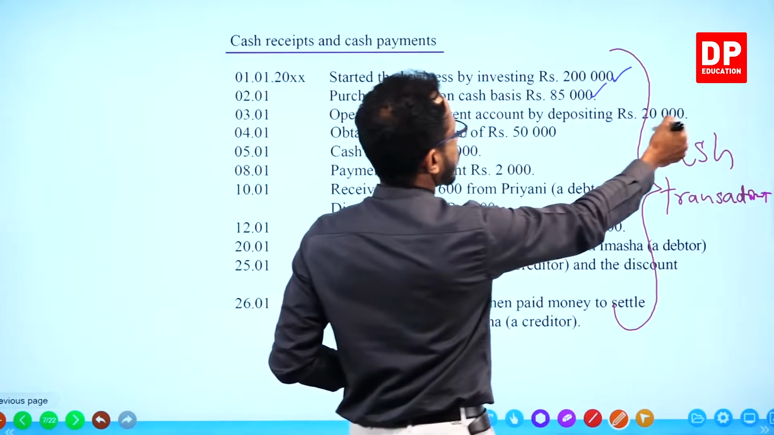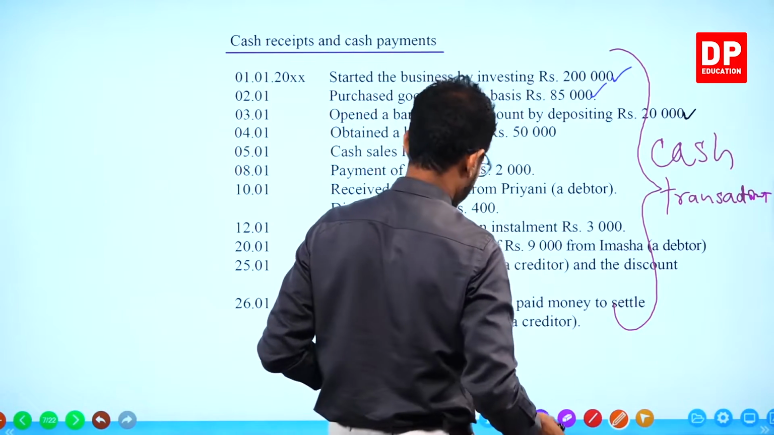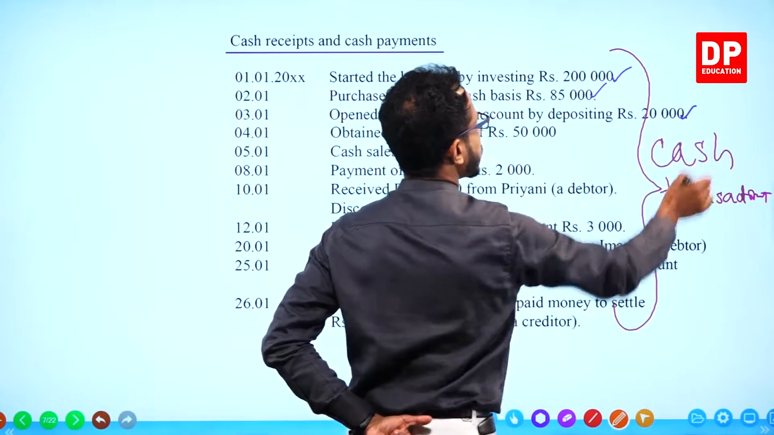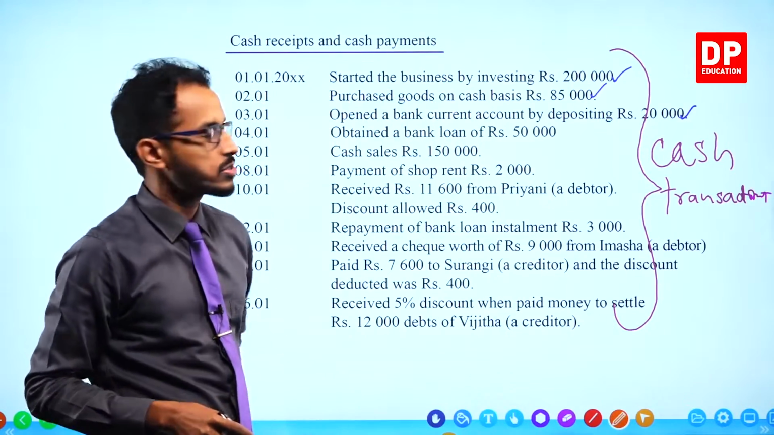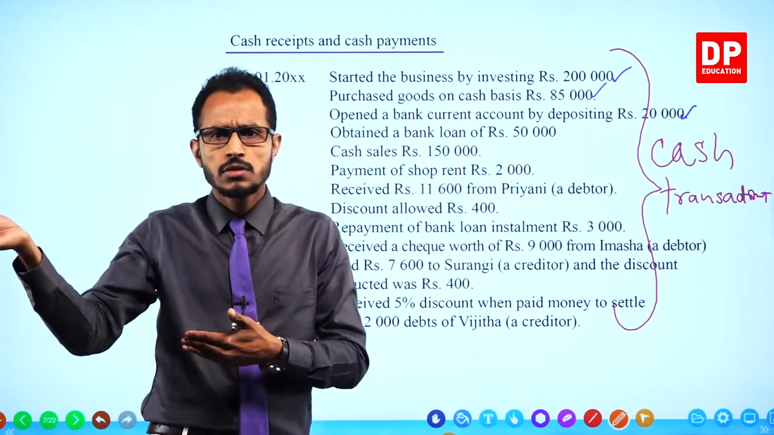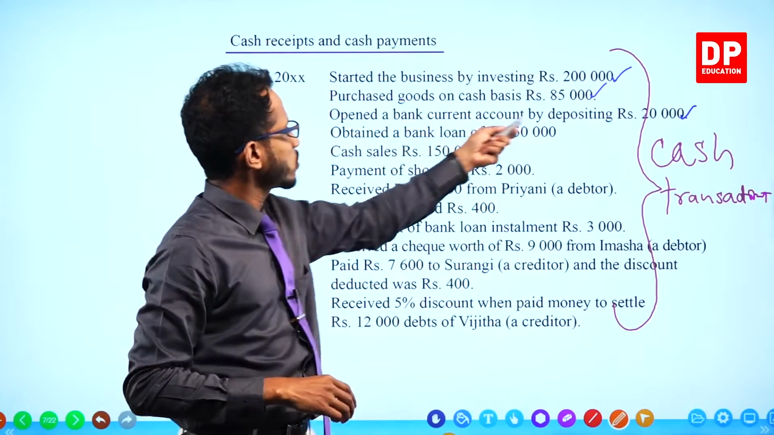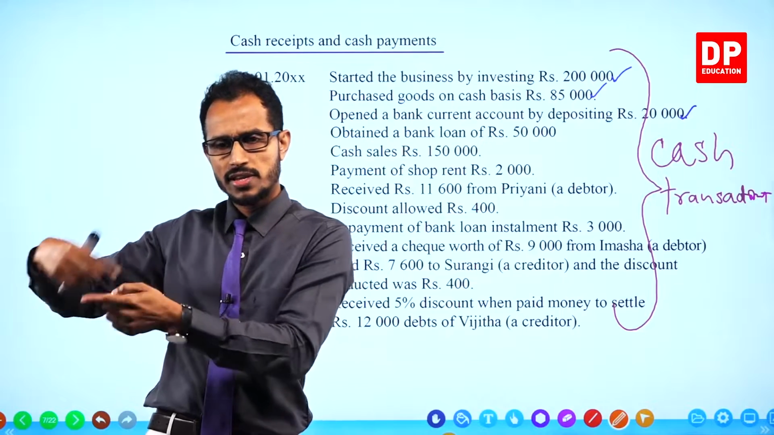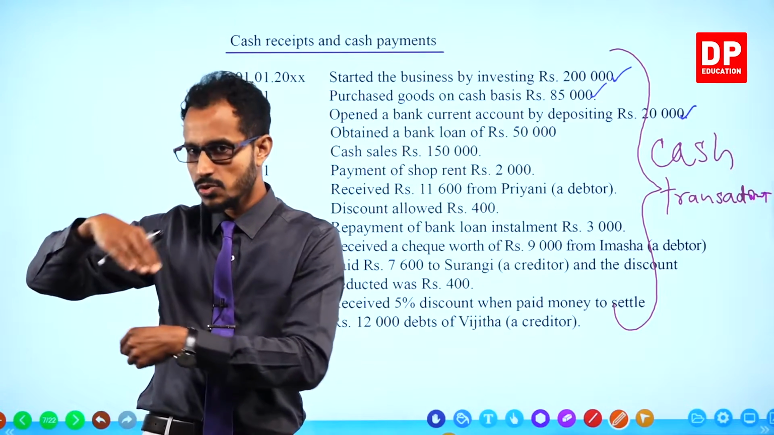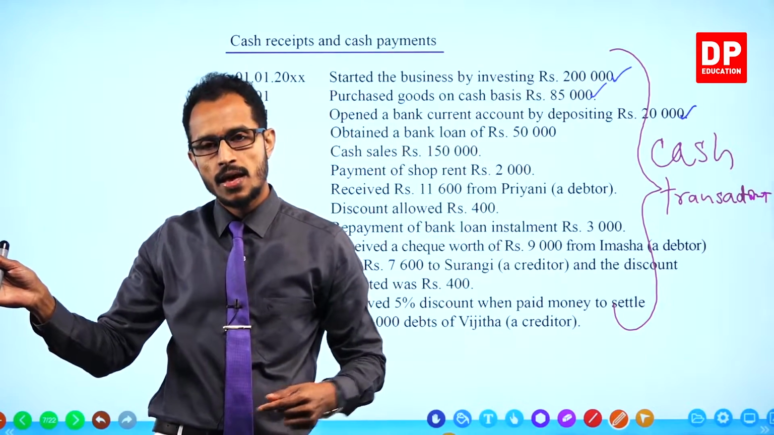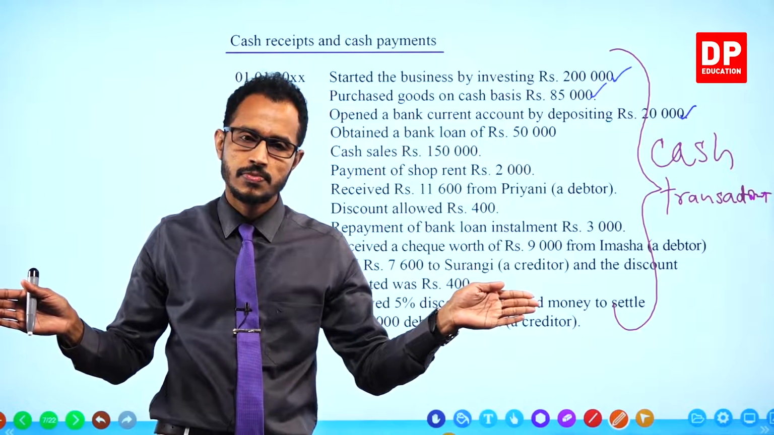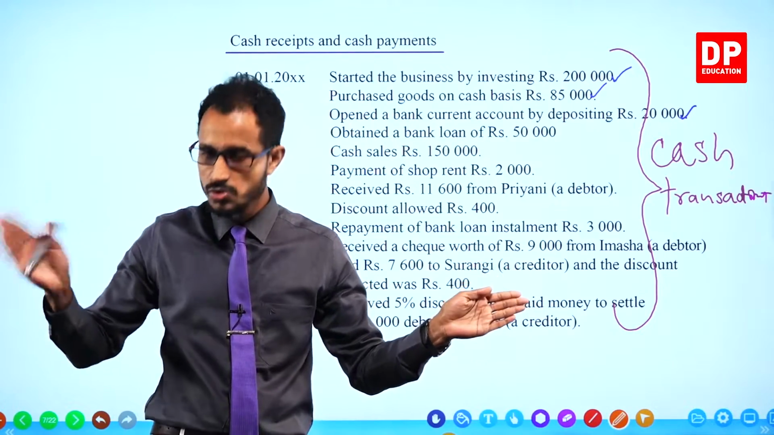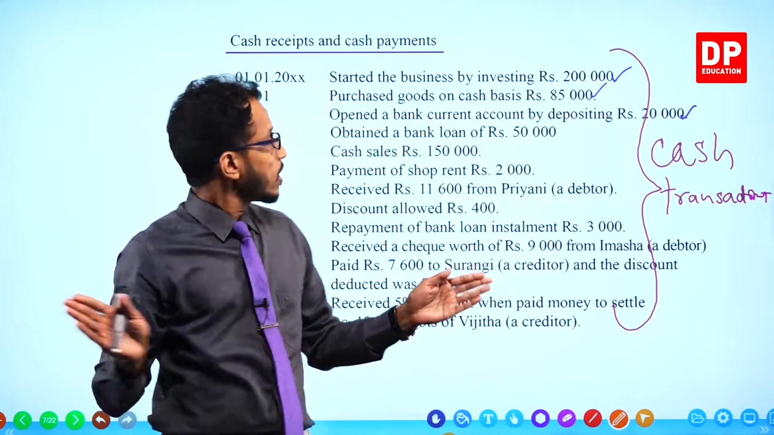Open a bank current account depositing 20,000. 20,000 goes out from cash. Cash goes out, so cash credit.